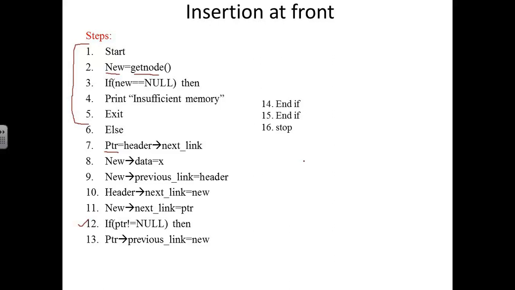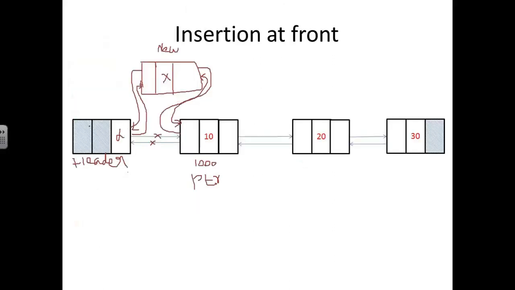So, insertion at the front. Just draw a diagram like this and keep a new node. Try to make the connections like this, right? Step by step if you make, then you won't have any problem. First step is for pointer variable we need to create. For that pointer variable we are making header's link field. Automatically if we are assuming pointer variable is equal to header's link field, then we are talking about this particular node. So we are storing the address of this node to the pointer variable.